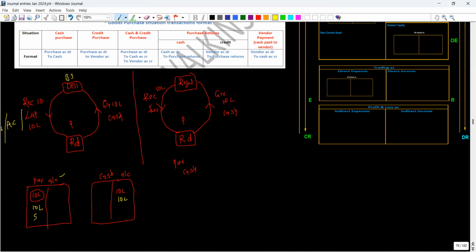In case the company is purchasing a washing machine from XYZ company, and that value is 5 lakhs, the same: purchase account debit to cash account credit. For 3 items, the journal entry is coming like this only. Purchase account debit to cash account 10 lakhs, 10 lakhs, purchase account debit to cash account 10 lakhs, 10 lakhs, and 5 lakhs.